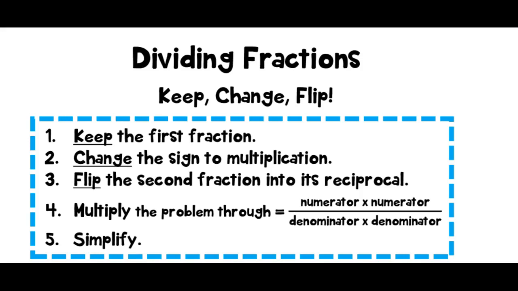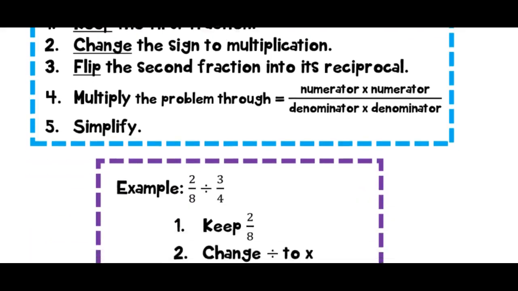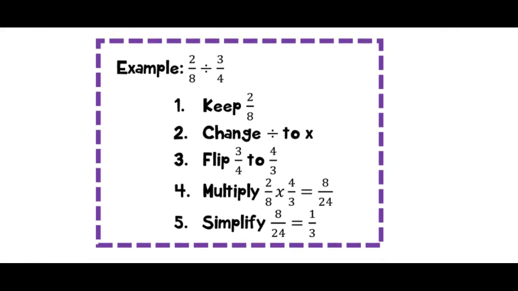Once you flip the second fraction into its reciprocal form, you're going to multiply just like you learned in our multiplication unit. Multiply the numerators, the denominators, and then reduce if necessary. So here's our example: 2/8 divided by 3/4. First thing we're going to do is keep 2/8. The first fraction stays. Then we're going to change the operation to multiplication.